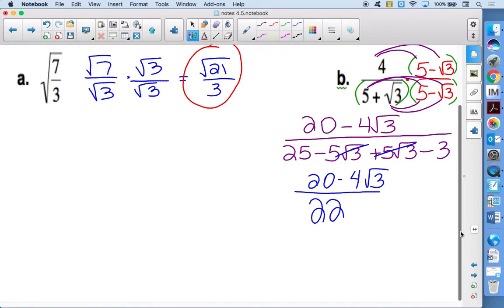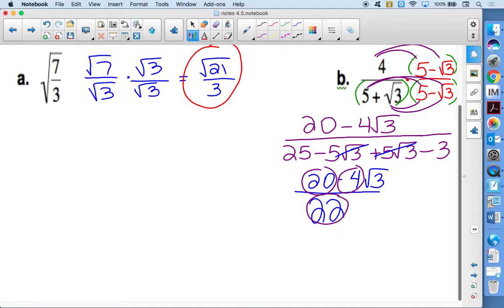All right, so there are 3 regular numbers up here. We have a 20, a negative 4, and a 22. They're all the same type of numbers. What are they all divisible by? 2. So we can actually divide them because they are all whole numbers. So we're allowed to divide all of them.